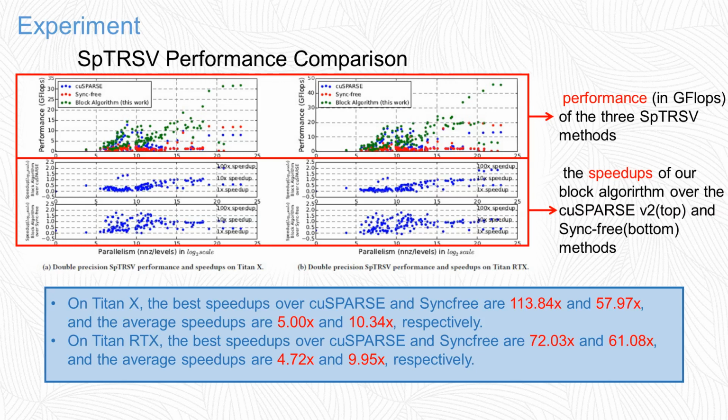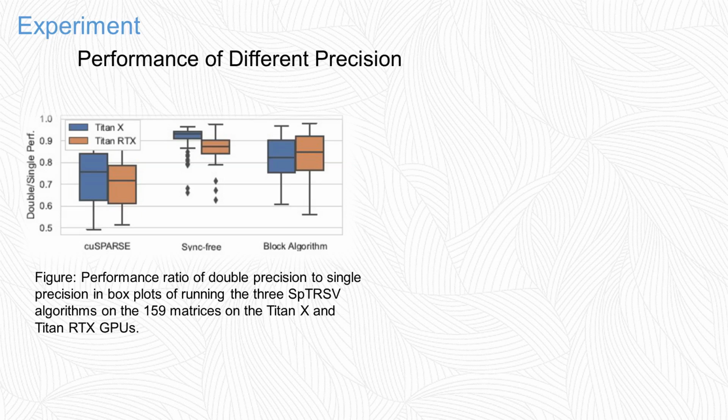10.34x respectively. On Titan RTX, the best speedups over cuSPARSE and sync-free are 72.03x and 61.08x, and the average speedups are 4.72x and 9.95x respectively. To make the experiments more complete, we conduct a performance comparison of single and double precision of the 3 methods shown in the figure.